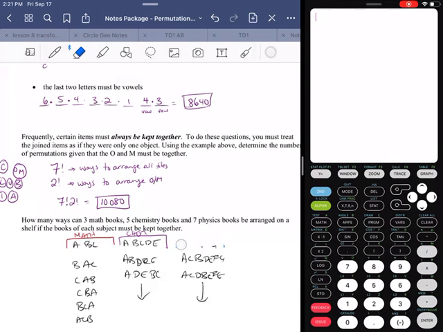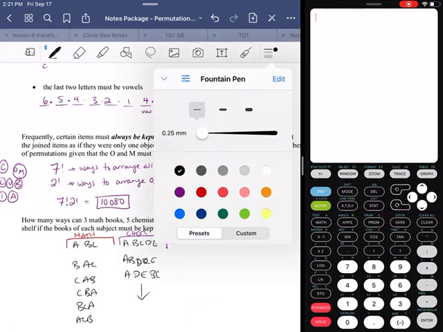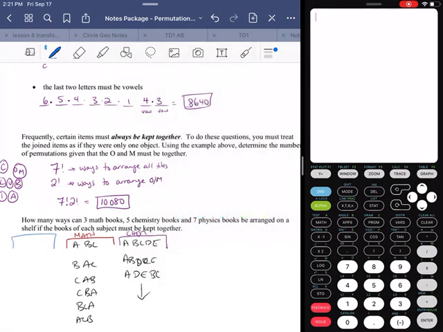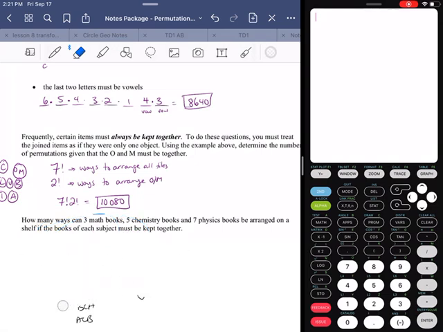Then you can also arrange the order in which the books appear. So you could have the physics section first. Okay, and then math and then chem. Or maybe you stick the physics books in between the math and chem. Or maybe you put the chem first. Okay, so you can arrange the sections of the books.